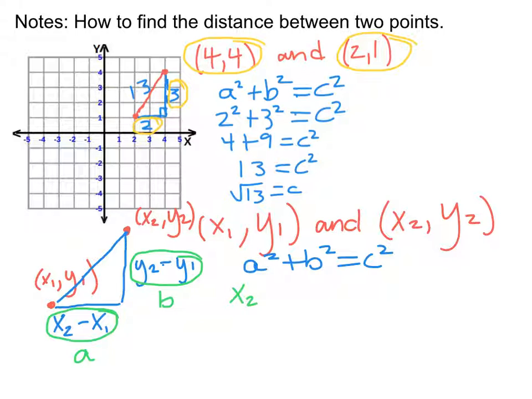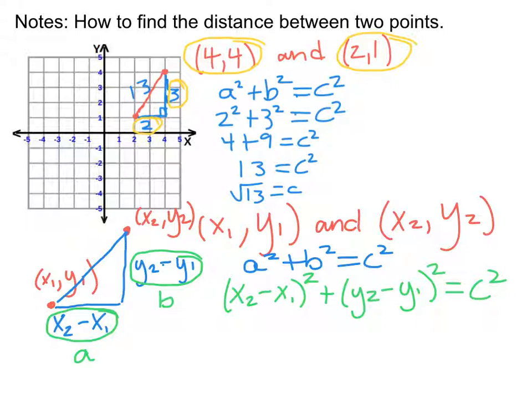So I have my x2 minus x1. I'm going to put it in parentheses and I'm going to square it because the a was squared and the entire a is now an x2 minus an x1. And then I'll do the same thing for b, which is y2 minus y1 squared, and that equals c squared.